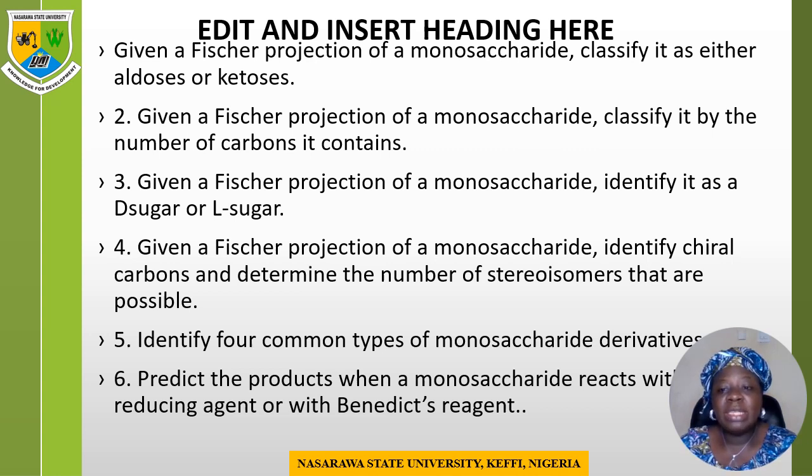It is also expected that students are able to identify the D or L sugar, as well as identify chiral carbons and determine the number of stereoisomers that are possible. It's also expected that students are familiar with the types of monosaccharide derivatives and can predict the products when a monosaccharide reacts with reducing agents or with Benedict's reagent.